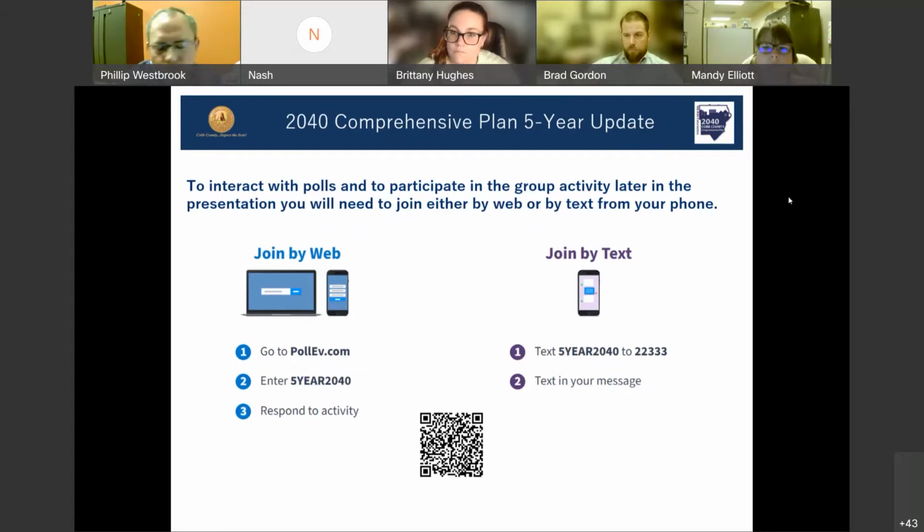Also, to join the interactive polling, as Brittany said, you can either join by web or join by text. You can also, if you're familiar with your camera on your phone, scan the QR code there, and that will take you straight to the web version. And you can just start participating as we move through the presentation process.